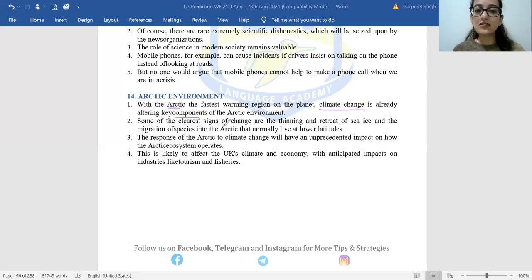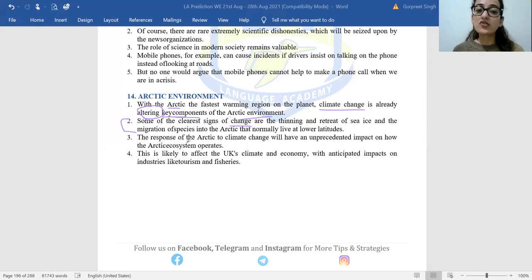Some of the clearest signs of change. Now change, only change. Like they have said, some of the clearest signs means, what are the examples of the change that they talked about in the previous sentence? That the key components in the Arctic environment are being altered. And I hope altered makes sense. Altered means like are being changed. And then they're giving examples of what is happening: thinning and retreat of the ice, migration of species into the Arctic that normally live at lower altitudes. So these are the things which are happening there, which are being changed. So we said that there are changing things in Arctic environment. Then we gave examples of what is changing.